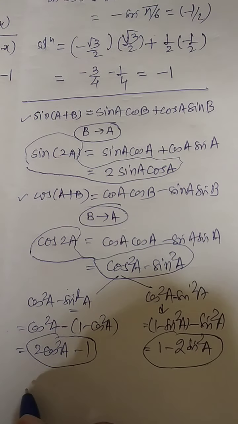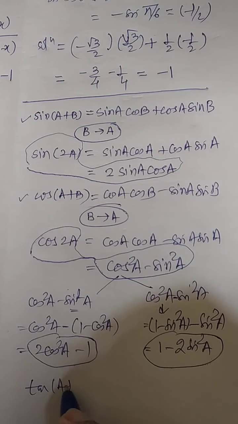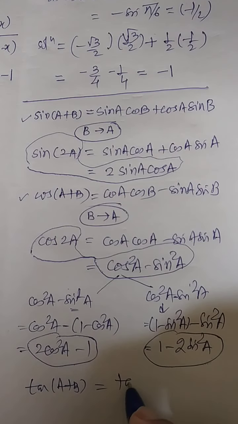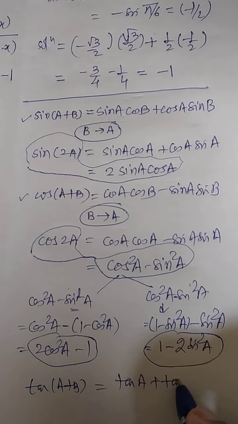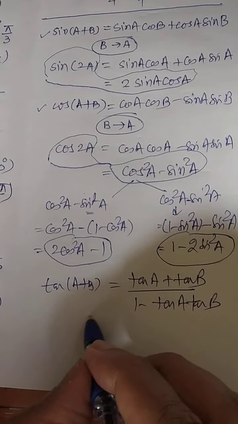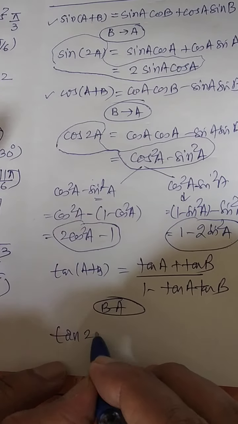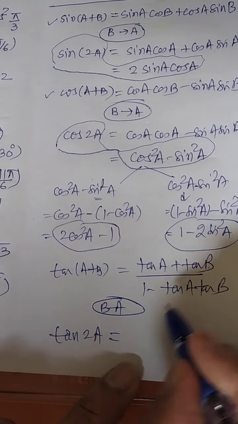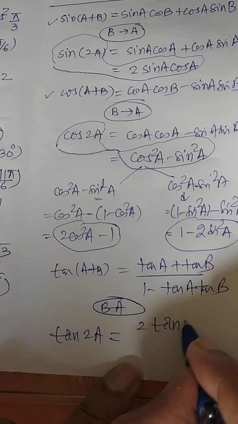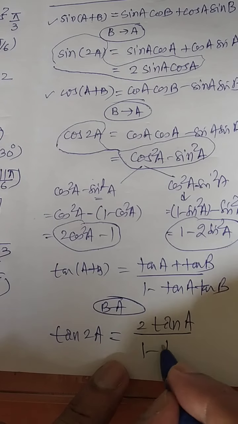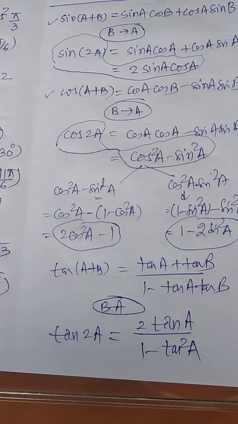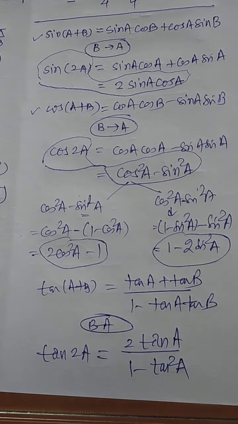Similarly you know the formula for tan of A plus B. It will be equal to tan A plus tan B upon 1 minus tan A tan B. Here also the same procedure, B to be changed as A. So left hand side you will be getting tan of 2A. This is A, tan A, tan A. It will be 2 times tan A upon 1 minus tan square A. So we have got a few remarks.